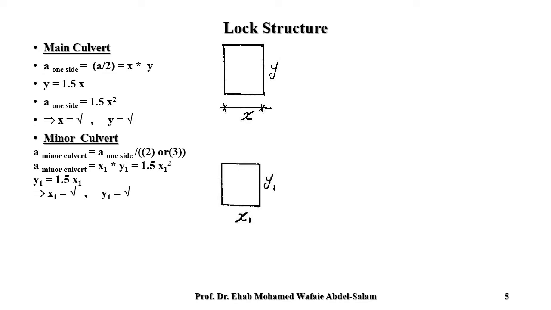For lock structures, main culverts, there is X and Y. We can calculate from A and Y. Minor culvert, the same. There is X1 and Y1. We can calculate from a minor culvert like that.